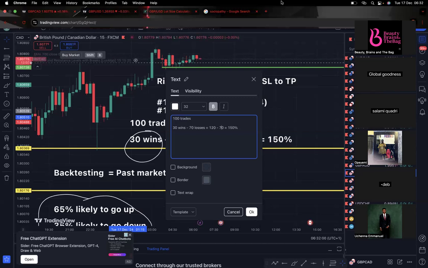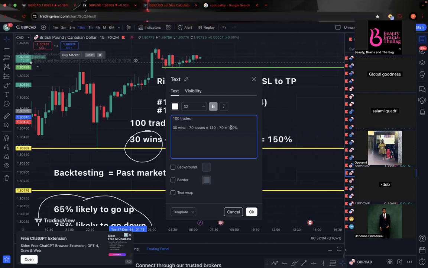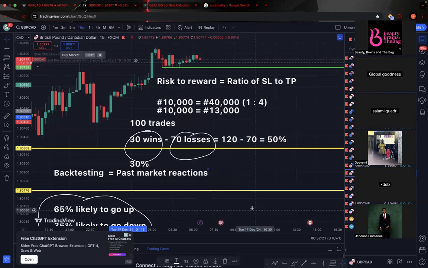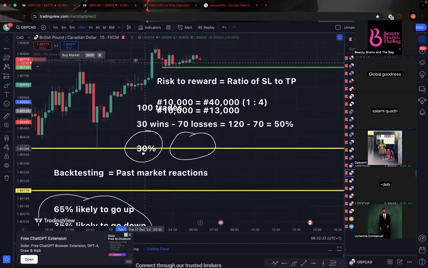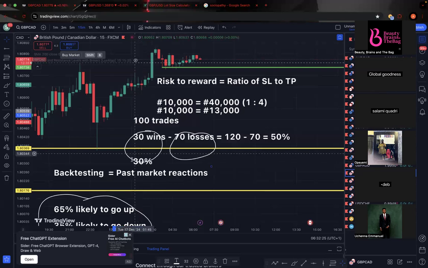You have 120 minus 70%. You still have a 50% profit after 100 trades with a 30% accuracy, do you understand? That is because you used, what do you call it? Risk reward is your advantage. So when it comes to trading, I know that even if I have 30% accuracy, I'm still going to be profitable.